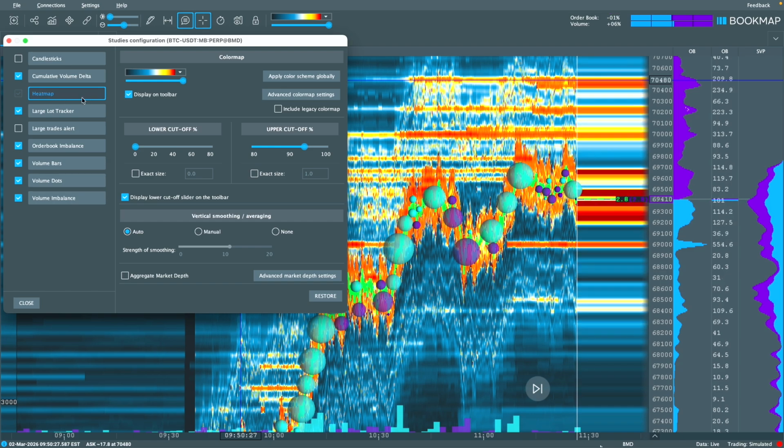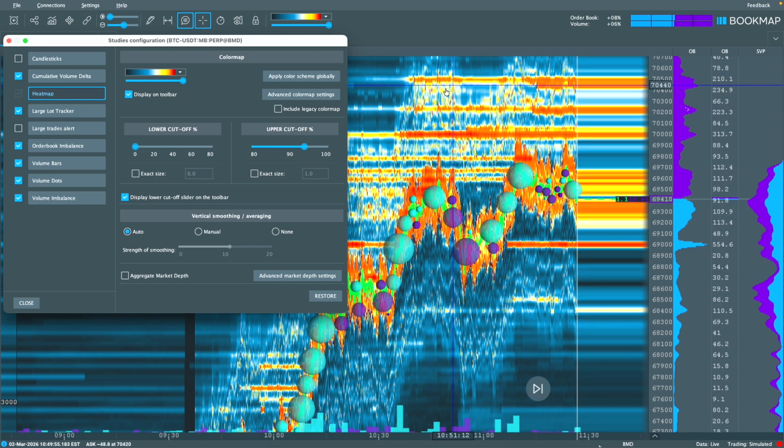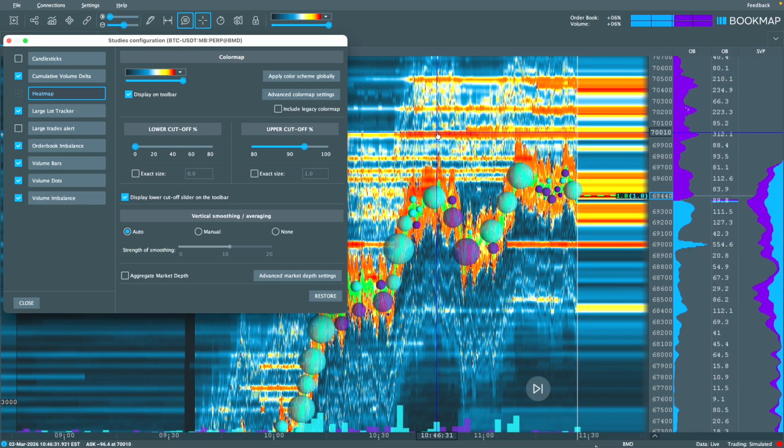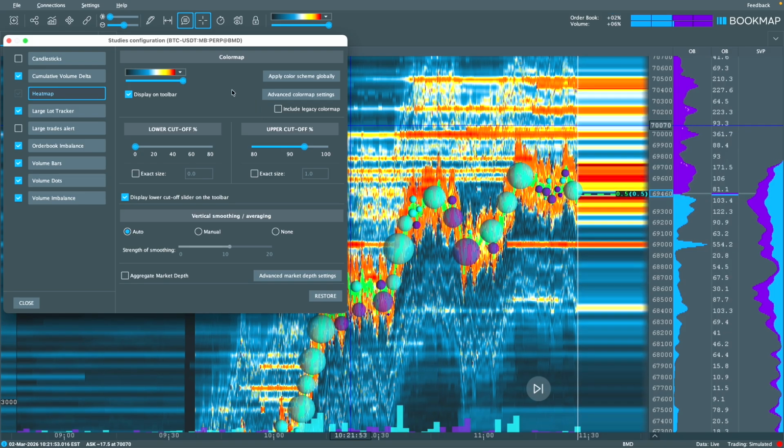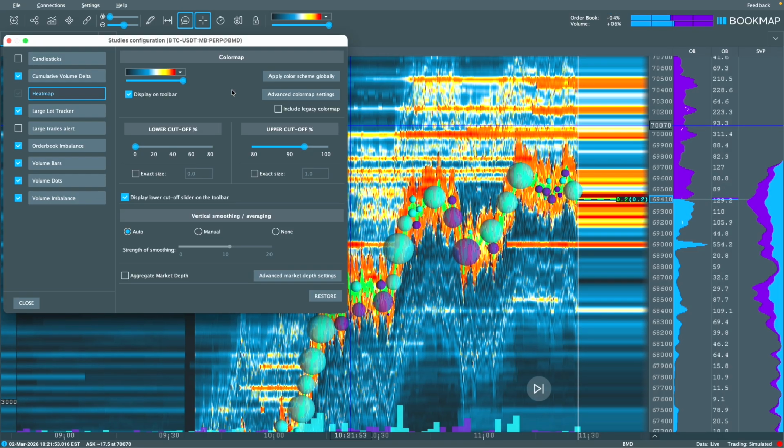The heat map is the primary tool for visualizing visible resting limit orders across time. It displays liquidity that is currently published to the exchange order book. It does not show hidden orders like iceberg reserve quantities beyond the displayed size, or off-book liquidity. It shows what is publicly visible and available at each price level.